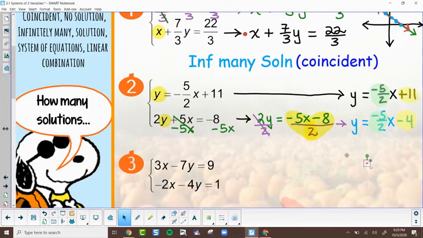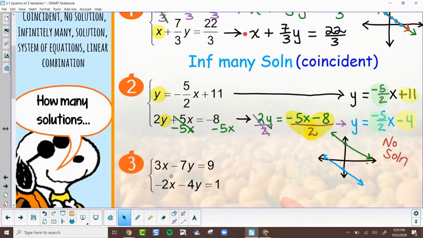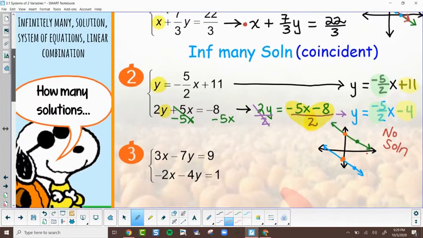When I try to graph it, it's going to look something like this, where these lines are going to move the same way, down 5 over 2, down 5 over 2, but they're going to begin in different places. Because these lines are parallel, they never ever cross, so I would have no solutions. There is no combination of x and y that is going to work.